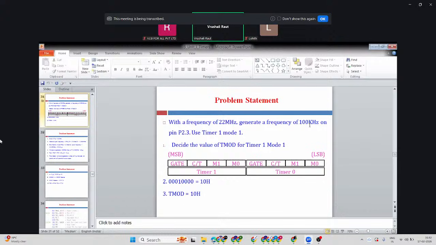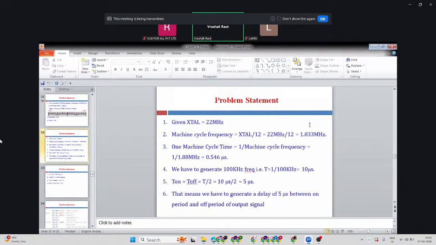what you understand by 100 kilohertz, and how much is the on time and how much is the off time of 100 kilohertz, so that we can think of putting the values in the timer.